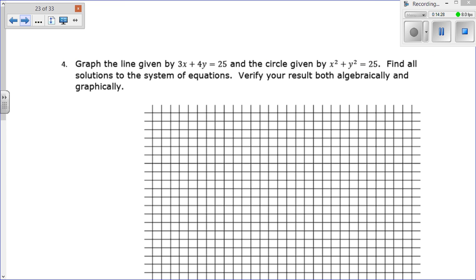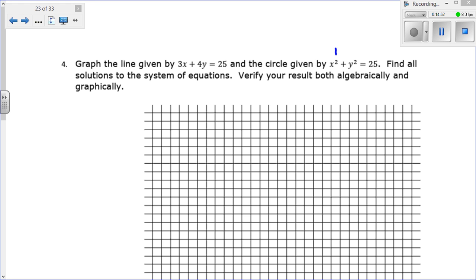For number 4, graph the line given by 3x plus 4y equals 25, and the circle x squared plus y squared equals 25. Find all the solutions of the equation. Verify your results both algebraically and graphically. Oh my. I want you to try this one.